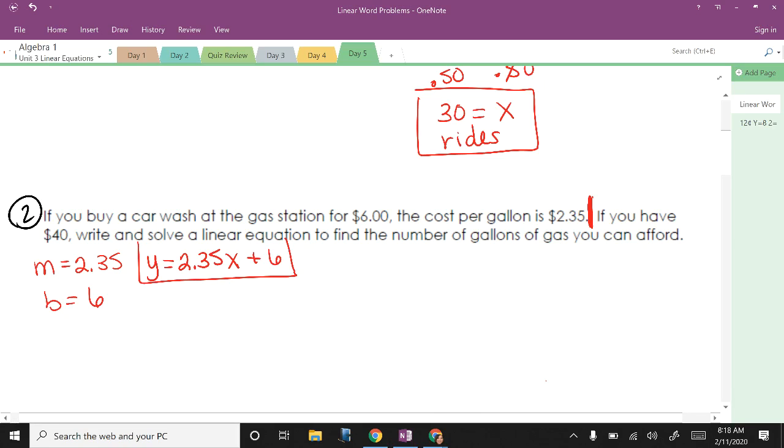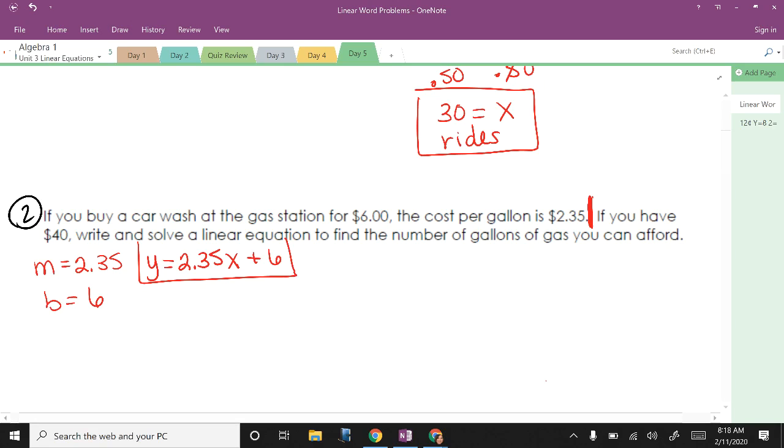All right, so let's talk about what those mean. Y is the total amount you're spending, right? What is X? Yes, because it's cost per gallon. Well, the cost is $2.35, so that means the gallons is X, right? Because per means you multiply. Okay, $2.35 is getting multiplied by gallons.